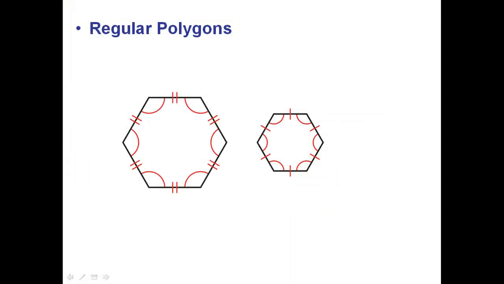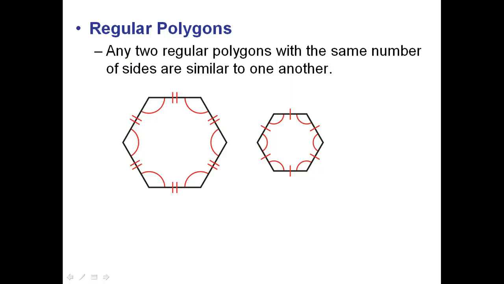Regular polygons. Remember, to be a regular polygon, it has to be equiangular and equilateral. All regular polygons of the same number of sides are similar, as are all circles.